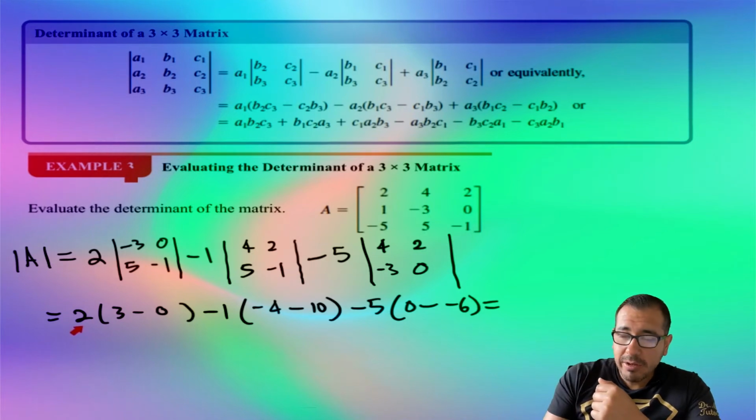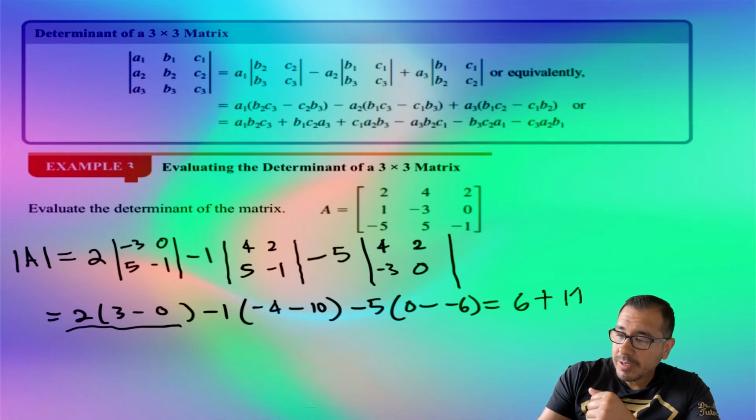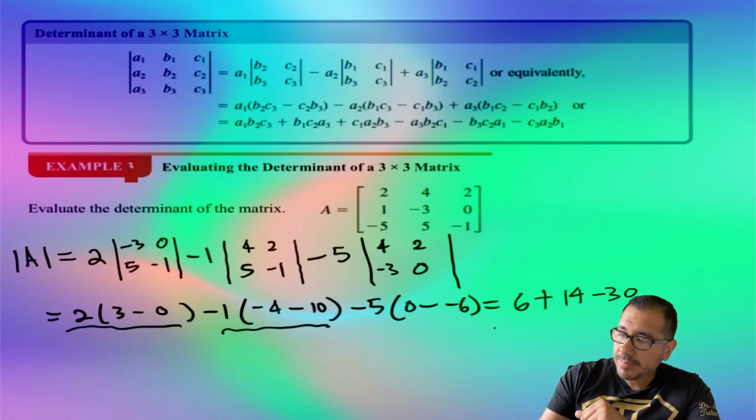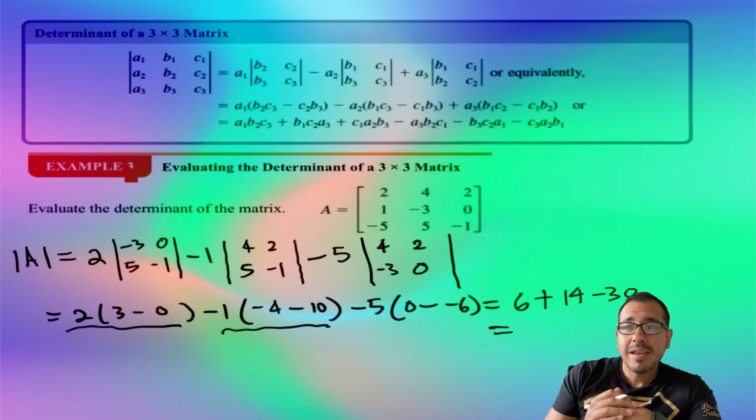So here we're gonna be left with 2 times 3. That's gonna leave us with 6. All right, so took care of business there. And for our next group, we have -1 times -14. That's gonna be +14. All right, so we took care of that group there. And last but not least, you have -5 times +6, which is gonna leave us with a -30. All right, so we go ahead and add and subtract there, and you're left with the determinant of -10.